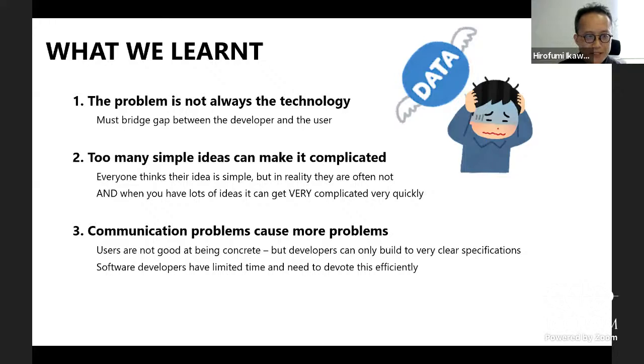In fact, we learned a number of important things. First, we learned that the problem is not always the technology, but rather the gap between the developer and the user. We also learned that too many simple ideas can very quickly make the project very complicated. And we learned that communication problems can also cause more problems.